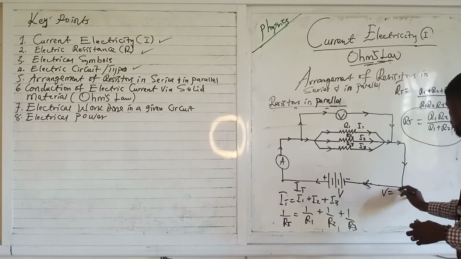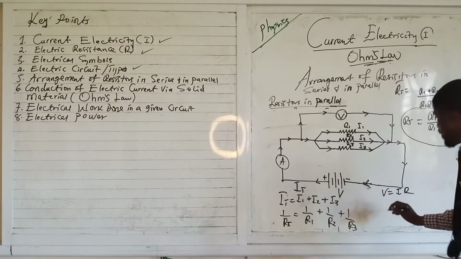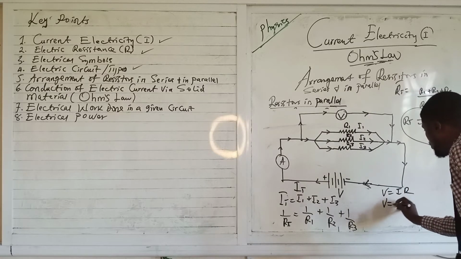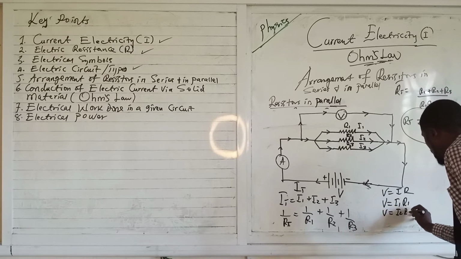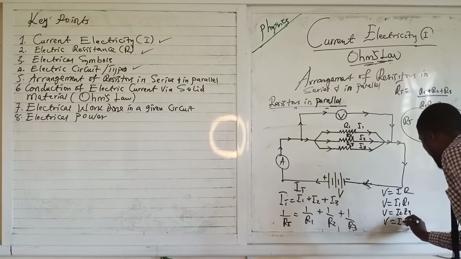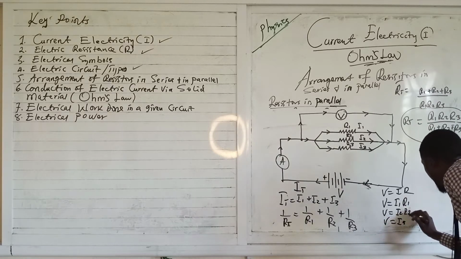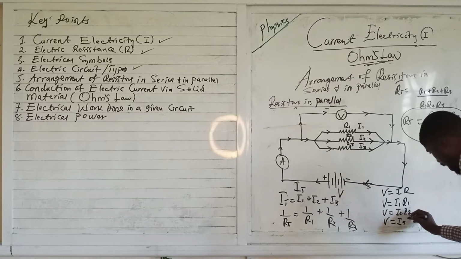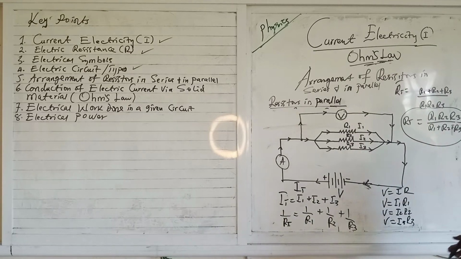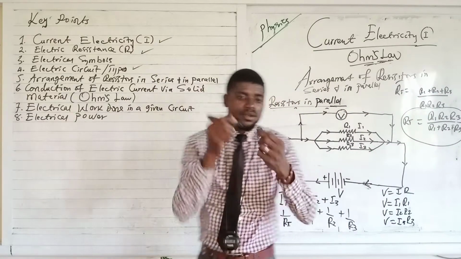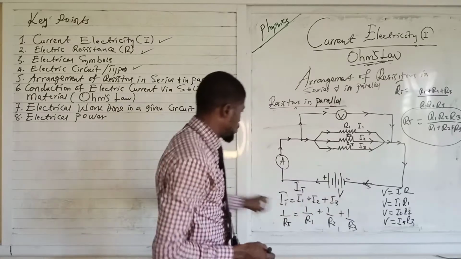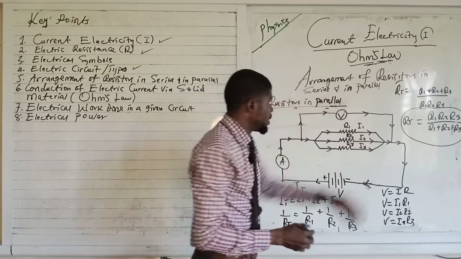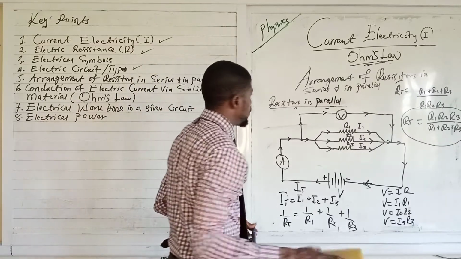Now, for V equals IR, they're going to have the same voltage. So your V equals I1 R1, V equals I2 R2, V equals I3 R3. These are the possible equations you will come across when resistors are in parallel: the same voltage across all of them, but different currents. We're going to use this in another video for our calculations.